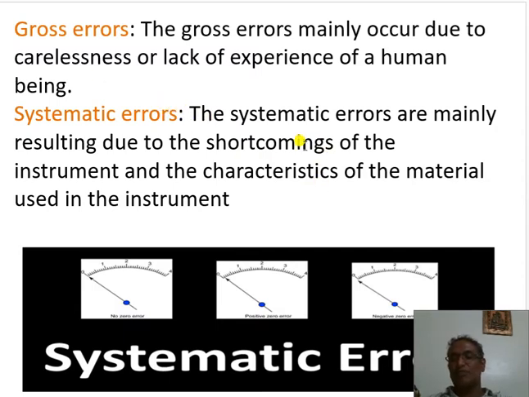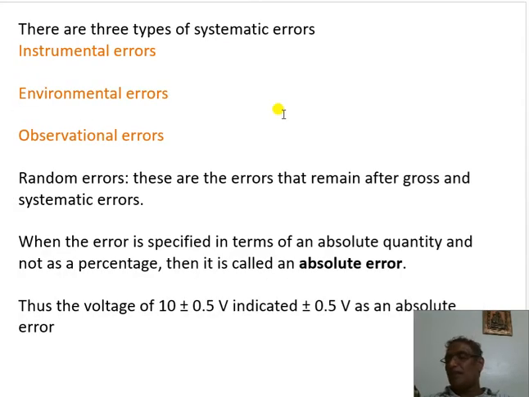These are errors caused by the instrument due to change in heat or change in the characteristics of the material used in the instrument. That is what we call systematic error. There are three different types of systematic errors. One is instrumental error, second is environmental error, and third is observational error.